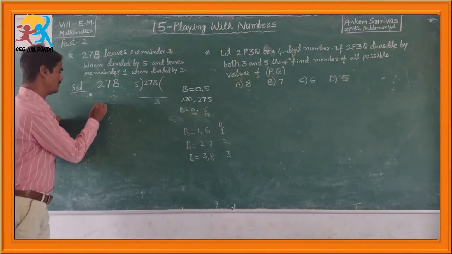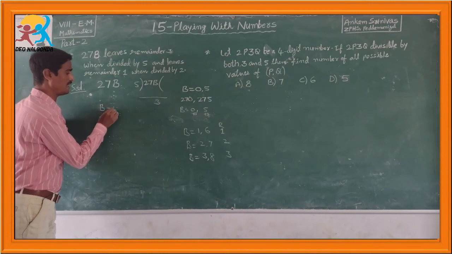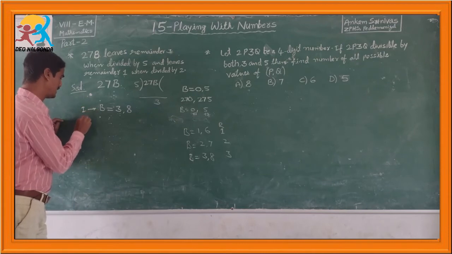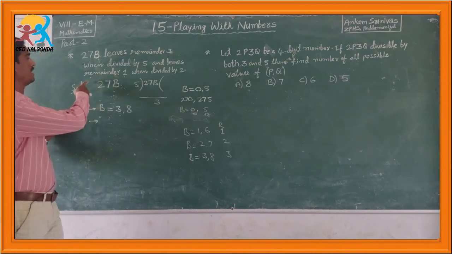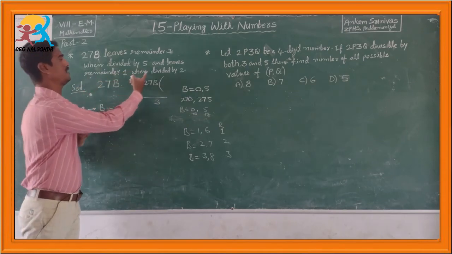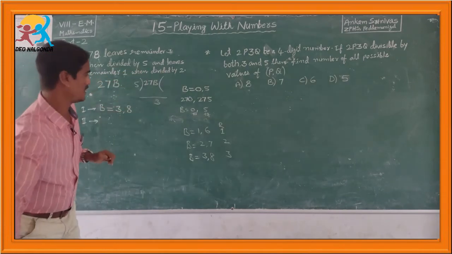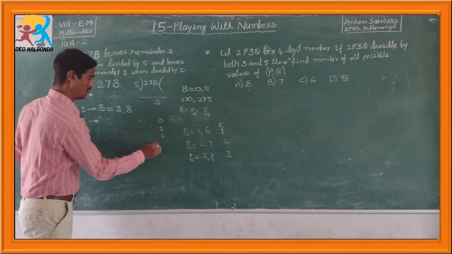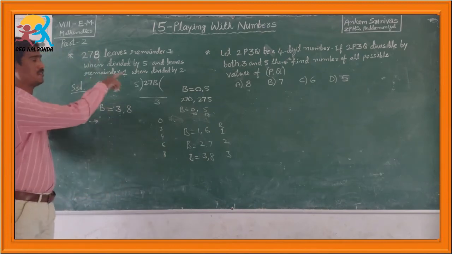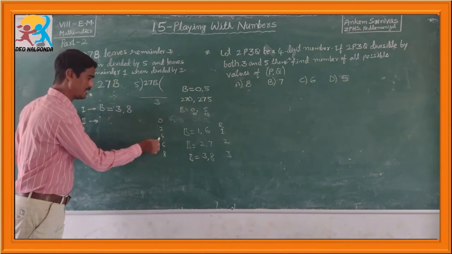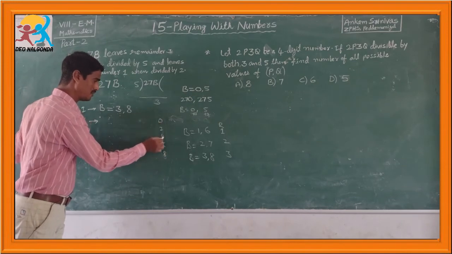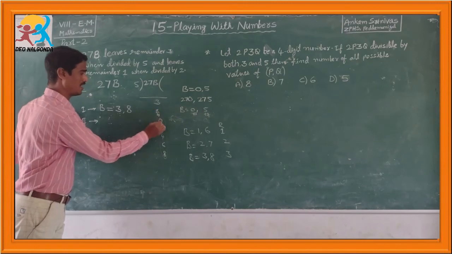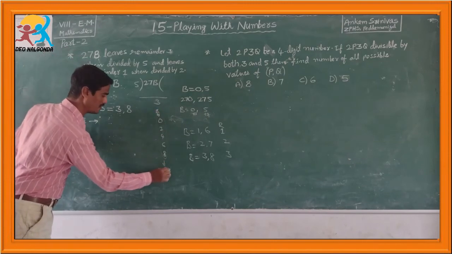So the first condition is that the b value becomes 3 or 8. And the second condition? It leaves remainder 1 when divided by 2. So my dear children, a number ending with 0, 2, 4, 6, 8 is divisible by 2. So when the unit digit is 0, 2, 4, 6, 8, the remainder is 0.